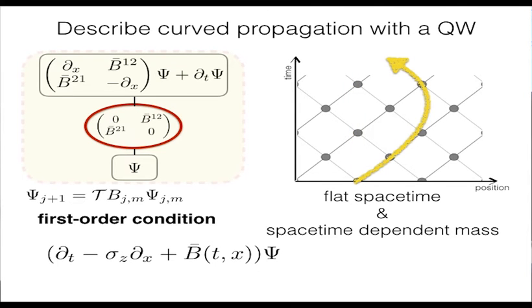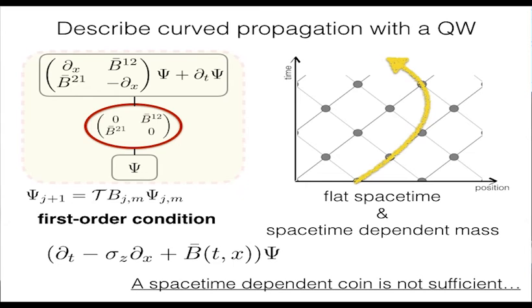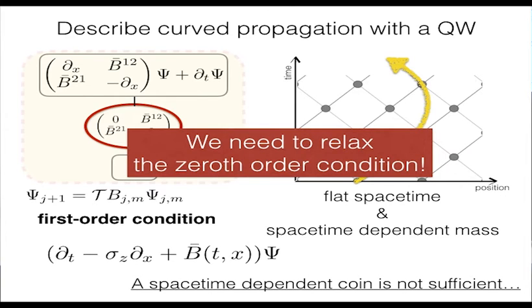If I take the constraint and compute the first order, I will not explain all the computation, but it is trivial that you can expand the shift operator and the first order of the coin, and you can obtain this finite difference equation. As you can see, what you obtain is a Dirac equation, but with a space-time dependent mass. It's not exactly what we want, because in the Dirac equation in curved space we have something that is a derivative of the metric, a spin connection, etc. So this operator is not exactly what I'm looking for. It's not sufficient to just choose a space-time dependent coin, and we need to relax the zero-order condition. So we need to relax the equation of before.